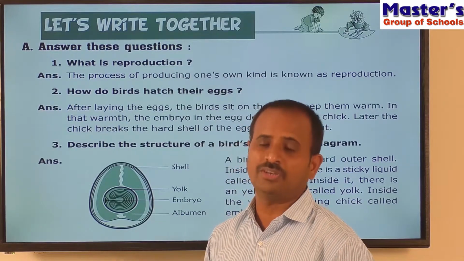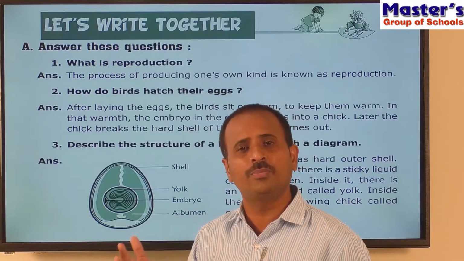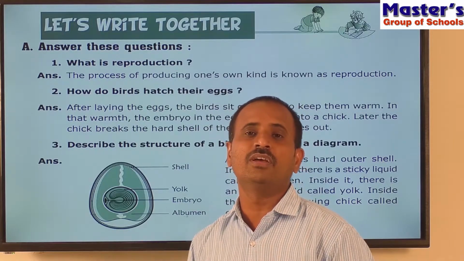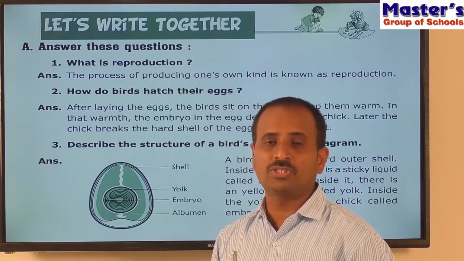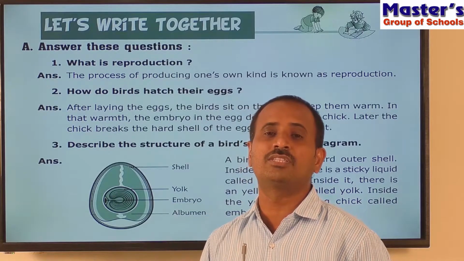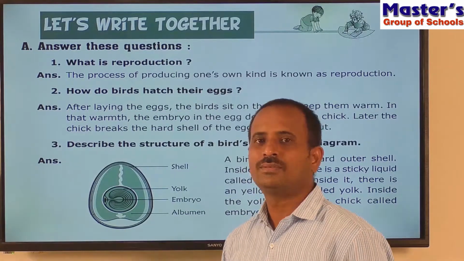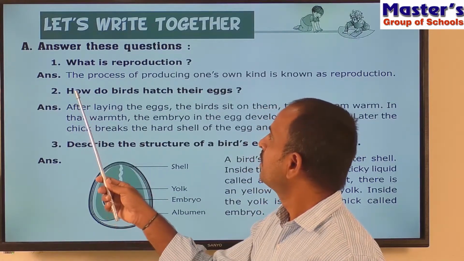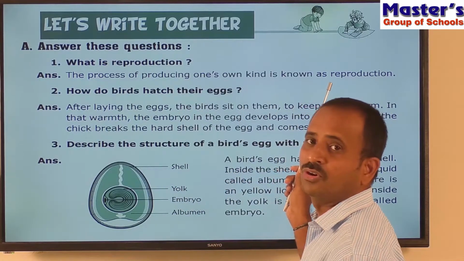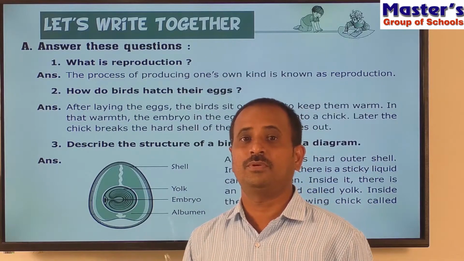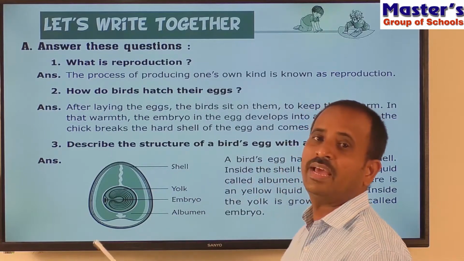If there is no reproduction, that means all living organisms do not have the capability of reproduction, then no living organisms would exist on this earth anymore. Reproduction allows every living organism to continue their race and their species on this earth. So children, what is reproduction? The process of producing one's own kind is known as reproduction.